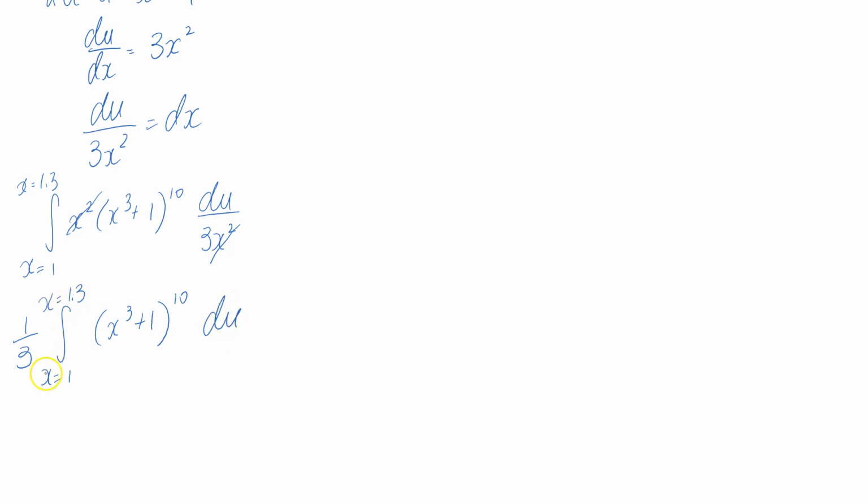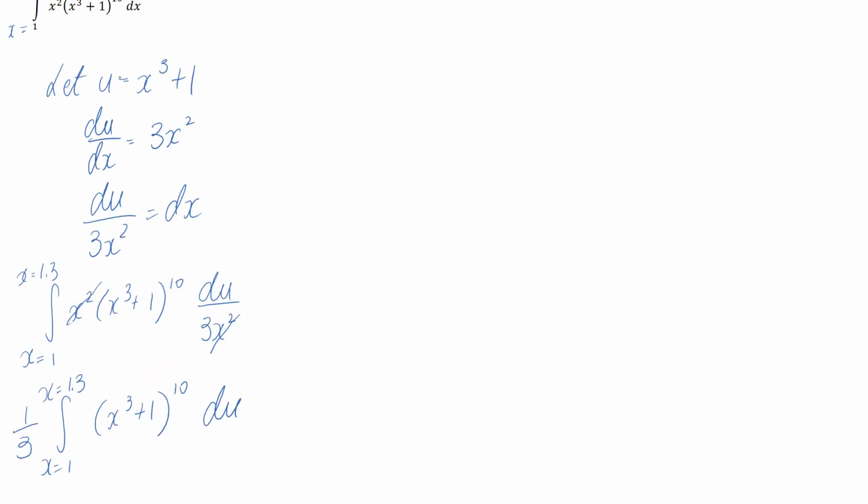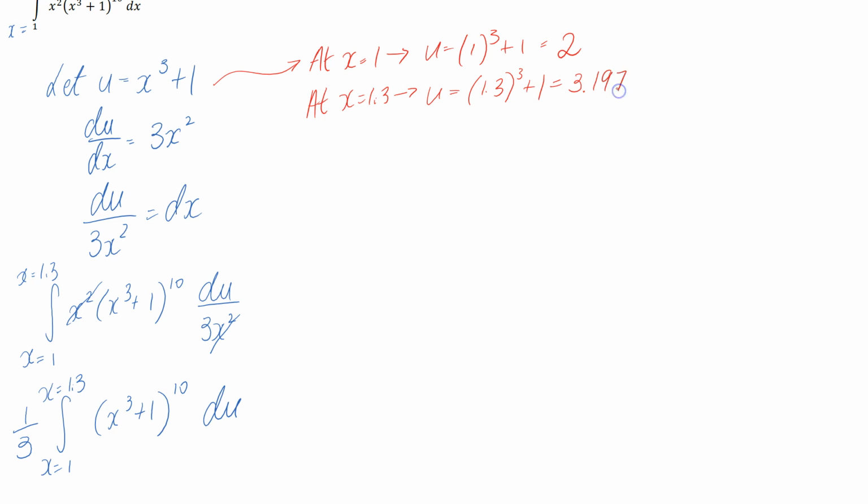So let's think about the bounds first. They're written in terms of x, but we have a relationship between x and u. So what I should be able to do is just figure out if x is equal to 1, what does that make u equal to? So let's substitute it in. We get u equals 1 cubed plus 1, and that's going to end up being 2. And if we do 1.3 now, substituting it in, u is equal to 1.3 cubed plus 1. This works out to 3.197.